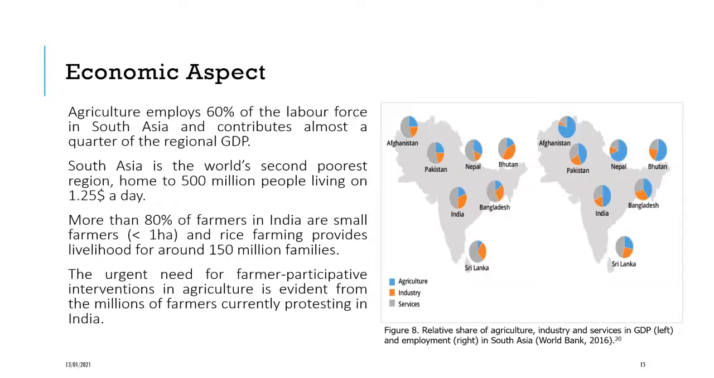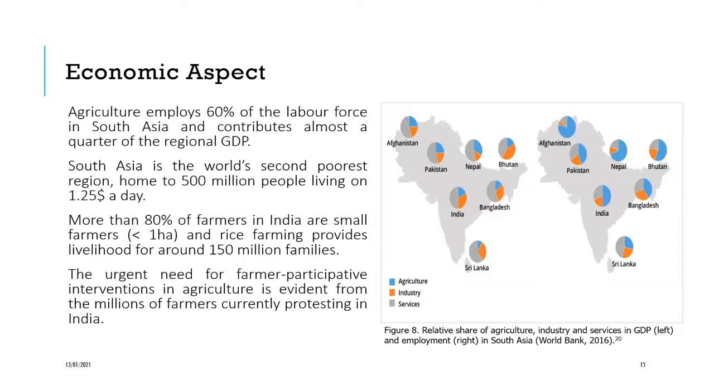It employs around 60% of the labor force. I mean, it's probably easier to say this, but you can imagine 60% of the people or the labor force is employed in agricultural activity, and it contributes around one quarter of the GDP. So this is the importance of agriculture from an economic perspective in such regions which are most vulnerable to climate change and ecological degradation.